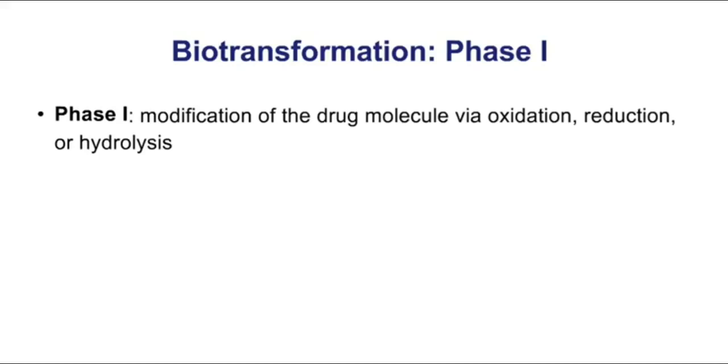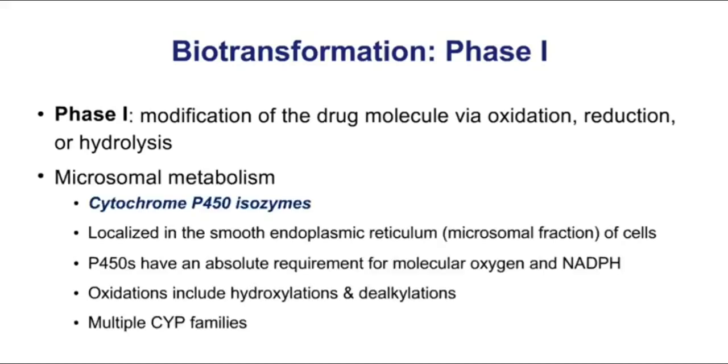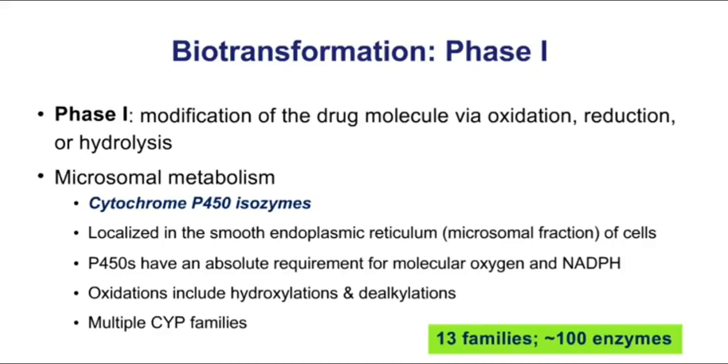Phase 1 most often involves enzymes called cytochrome P450s. Cytochrome P450 enzymes are really a number of enzymes. There are about 13 families of P450 enzymes with about 100 enzymes total. And P450 enzymes are going to perform a series of oxidation reactions. In fact, the three types of phase 1 reactions are oxidation, reduction, and hydrolysis. P450 enzymes, most of their reactions are oxidations.